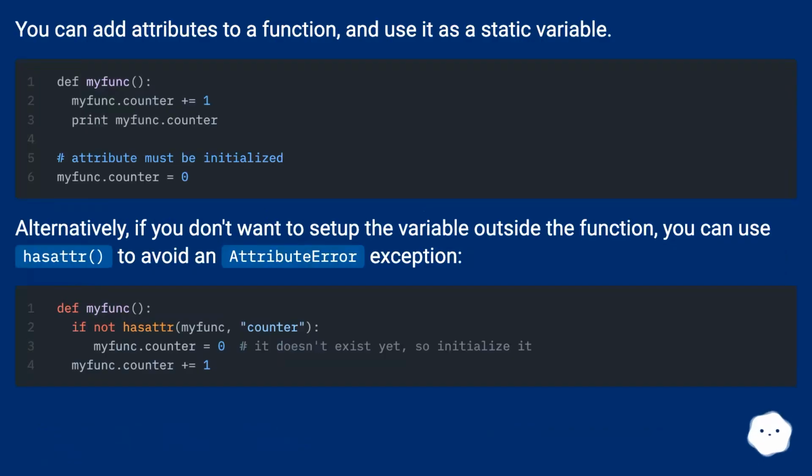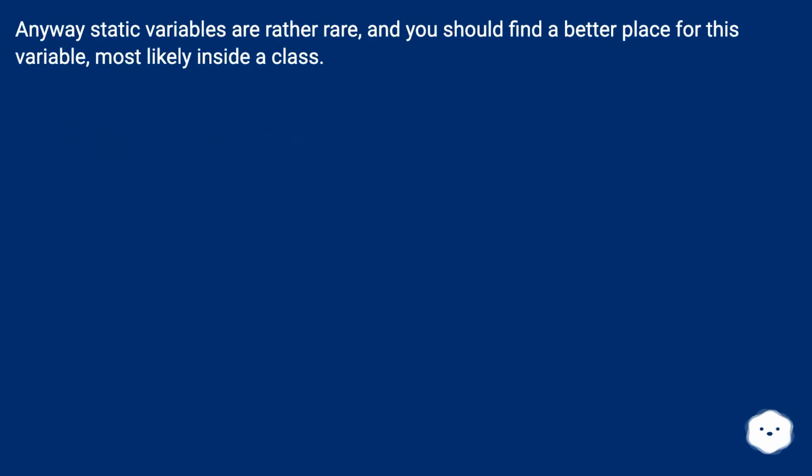You can add attributes to a function and use it as a static variable. Alternatively, if you don't want to set up the variable outside the function, you can use hasattr to avoid an AttributeError exception. Anyway, static variables are rather rare, and you should find a better place for this variable, most likely inside a class.